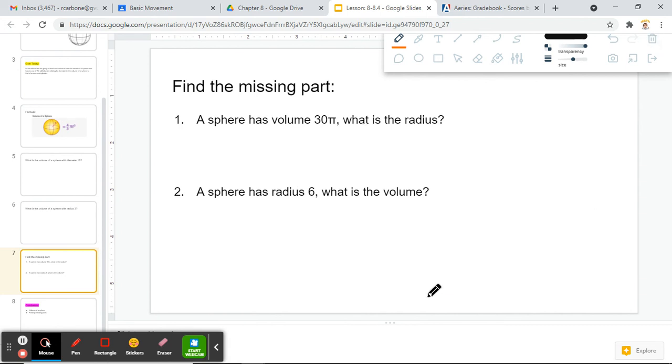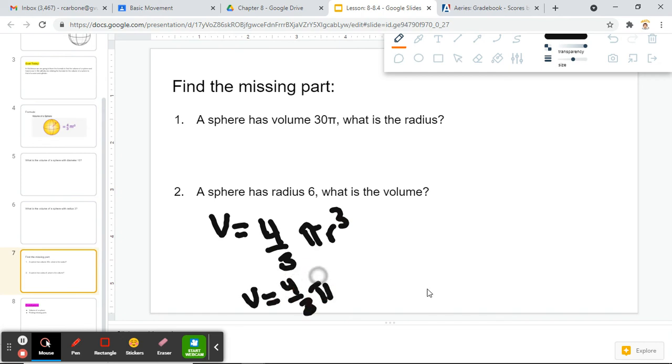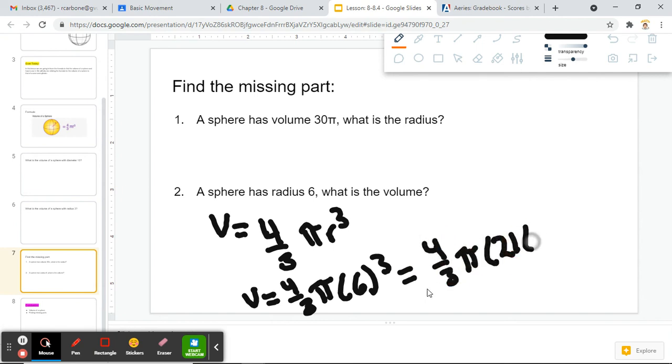All right, so let's do this one here now. A sphere has radius 6. What is the volume? So we got 4/3 pi r cubed. So we have v is equal to 4/3 pi 6 cubed. 6 times 6 is 36, and 36 times 6 is 216. So we're going to get 4/3 pi times 216. So we're doing 216 times 4/3.